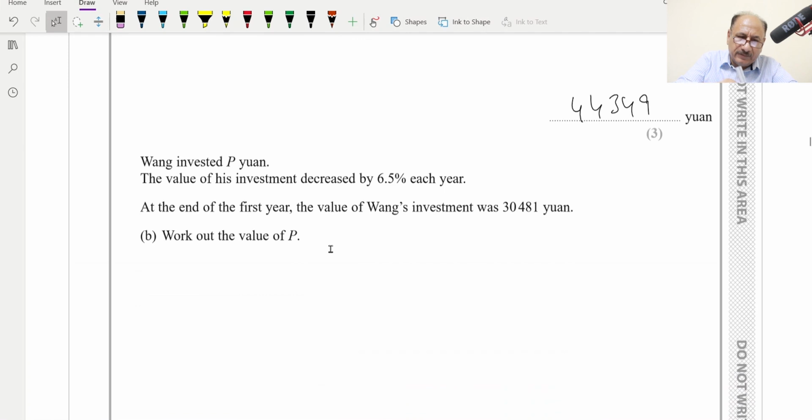Wang invested P yuan. The value of his investment decreased by 6.5% per year. At the end of the first year, the value of Wang's investment was this much. Work out the value of P. Now the same formula we will be using, but it will be its decrease.